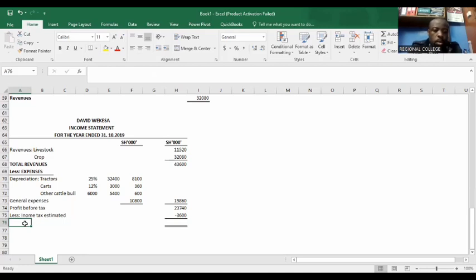So how much is our net income? 20,140. So that is the income statement, the general one. So you go to the last part, that is the statement of financial position.